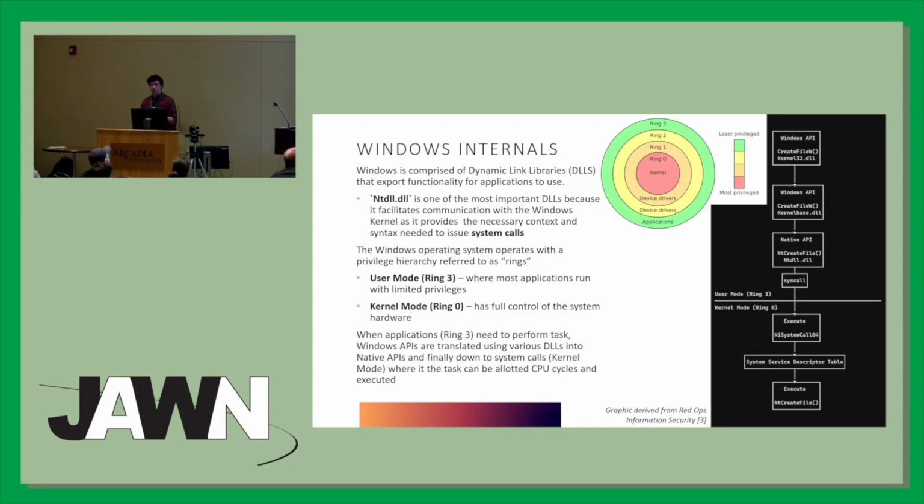So up top here, say you're using notepad.exe and you want to create a file that's saved to disk. It's going to call CreateFileW, which is just the wide version of that. That function is exported from kernel32.dll. Then it is passed down to kernelbase.dll, and then it is converted in ntdll.dll into NtCreateFile. And then a syscall occurs, which puts our execution flow into kernel mode, where it can actually be allotted CPU cycles and then executed.